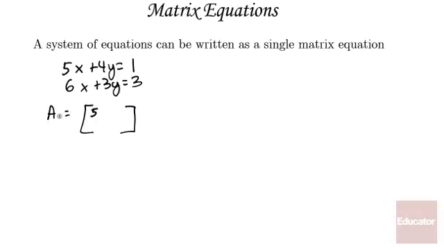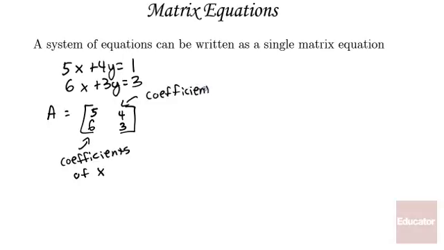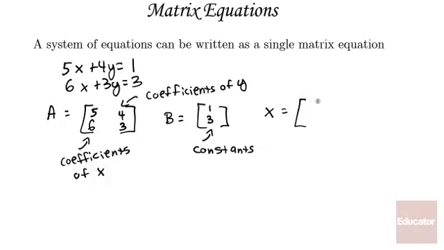I'm going to call that matrix A. The first column is the coefficients of x. In the second column, I'm going to have coefficients of y. Okay, that's the first matrix. The second matrix I'll call B. For this matrix, you're going to use the constants that are on the right side of the equation, 1 and 3. Finally, you're going to write a third matrix that I'll call X, and that is going to consist of the variables in the system of equations.